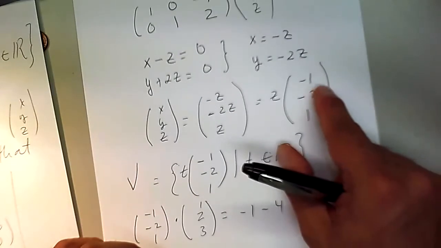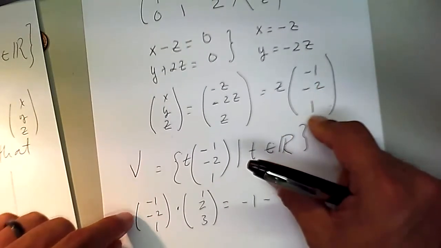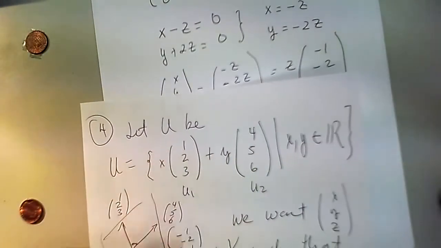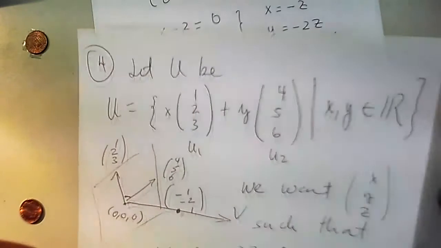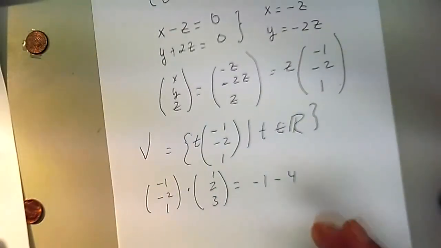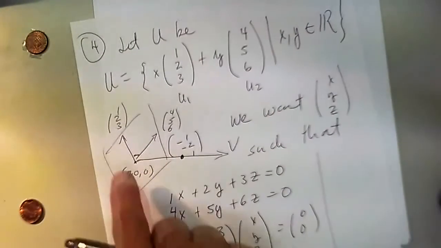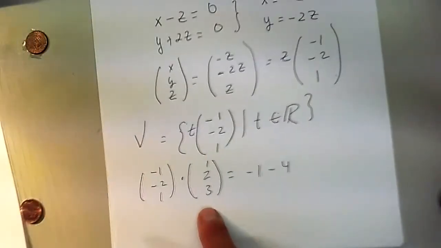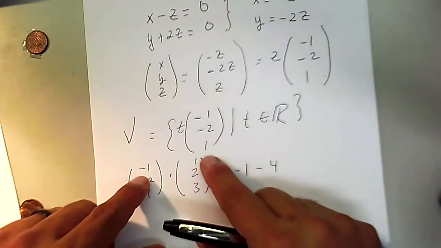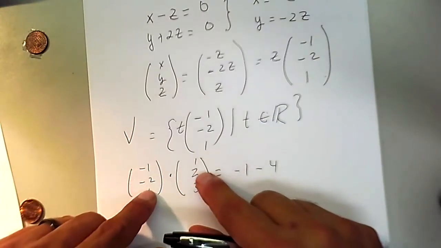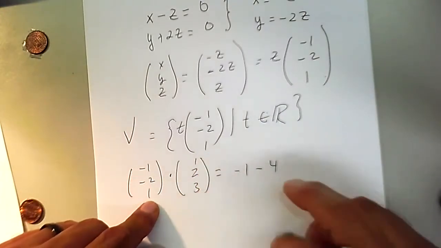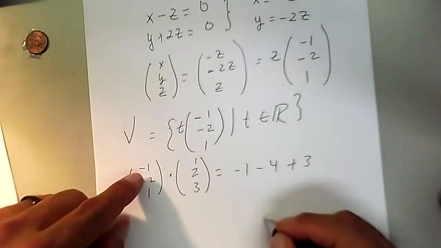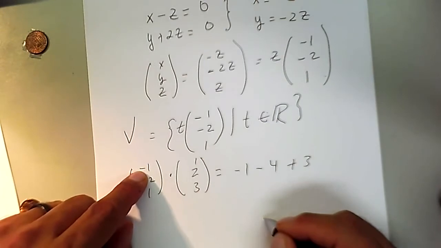Good thing I'm checking. -1, -2, +1. And then we have 1, 2, 3. Boy, my claim is falling apart right now, because if I claim that those two are perpendicular, well, their dot product better be zero. And here, let me finish this. So -1, -4, and +3, that doesn't seem to add up. If we had a +1, it would.